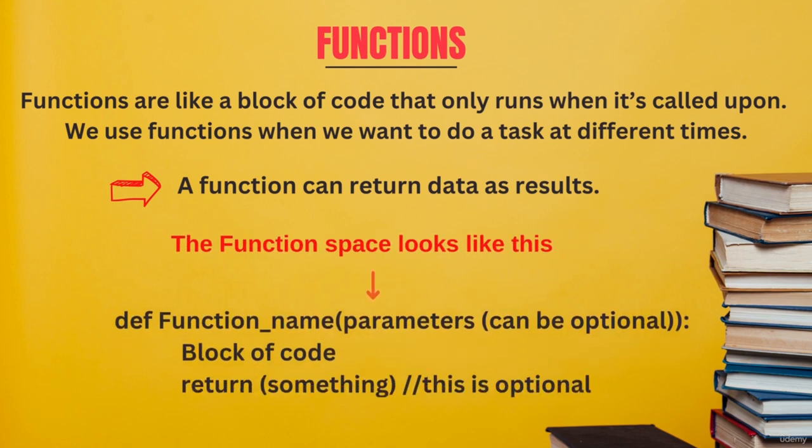To call a function, we simply type in the function name followed by parentheses. Information can be passed into functions as arguments. Arguments are specified after the function name inside the parentheses. You can add as many arguments as you want, just separate them with a comma. Now, we have to call the function with the correct number of arguments or it will produce an error.